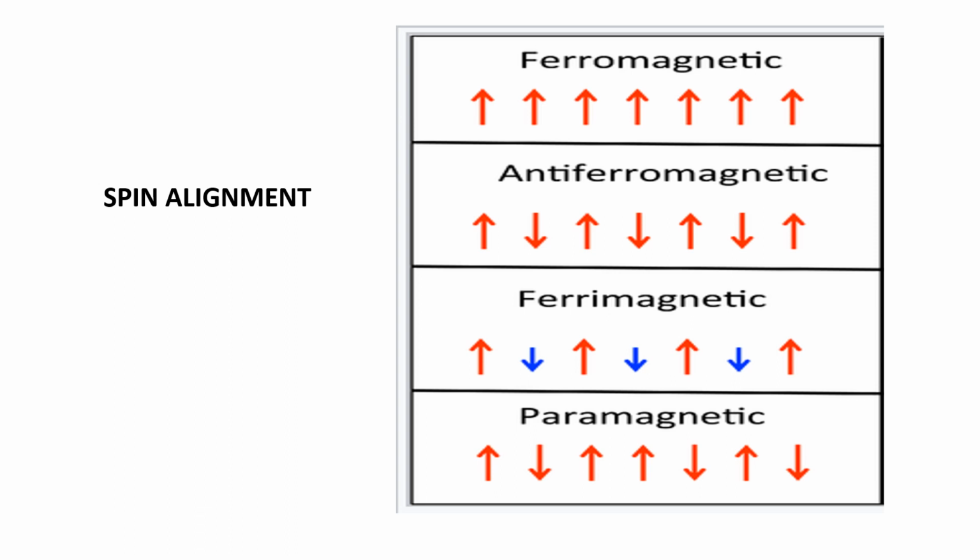In ferrimagnetic materials, the spins are aligned antiparallel but do not cancel; there is a net magnetization which is very small. And in paramagnetic material, the spins are randomly oriented. These are the spin alignment pictures of different materials.